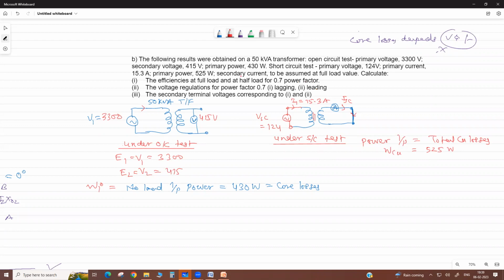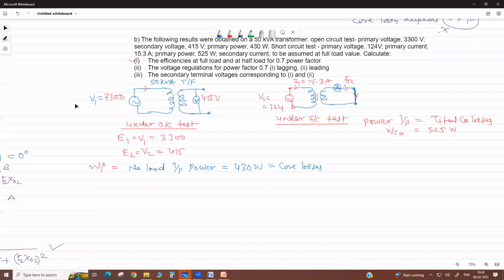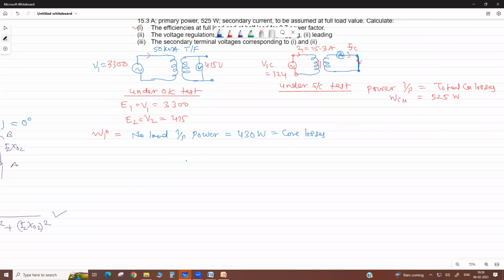Next. Now he says to calculate the efficiency at full load and half load, and consider the power factor as 0.7. Very nice. Now the first part of this question, the efficiency of the transformer at full load, and again at half load.